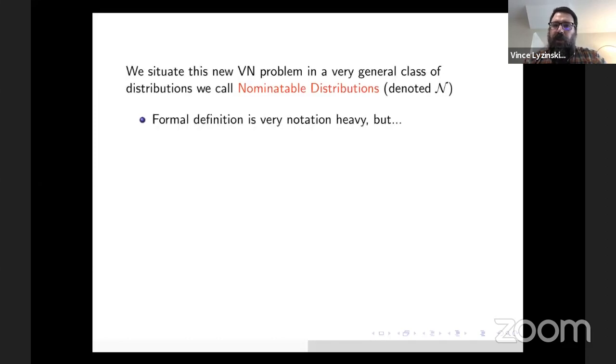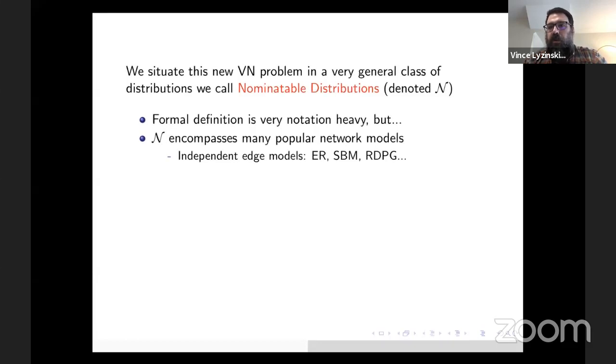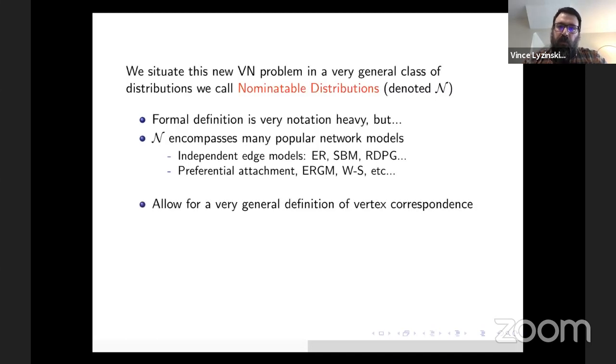I won't give the formal definition because it's very notation heavy, but I will say that this collection of distributions encompasses many popular network models, from the independent edge models that we had been working in previously, or even conditionally independent edge models like dot product graphs or latent position graphs, to more dependent models like preferential attachment, Watts-Strogatz, exponential random graph models, and so on. So it encompasses many of these popular network models. We tried to make it as general as possible, and it allowed for a very general definition of what made things interesting, what corresponding interesting vertices meant.